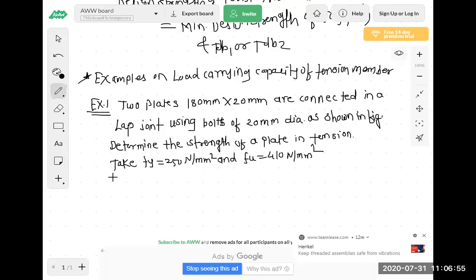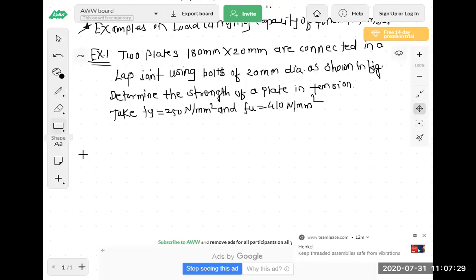The problem statement is given: two plates 180 mm by 20 mm are connected in a lap joint using bolts of 20 mm diameter as shown in figure. Determine the strength of a plate in tension. Take Fy is equal to 250 Newton per mm square and Fu is equal to 410 Newton per mm square. And they have given a sketch. Sketch is given, so I will draw the sketch.